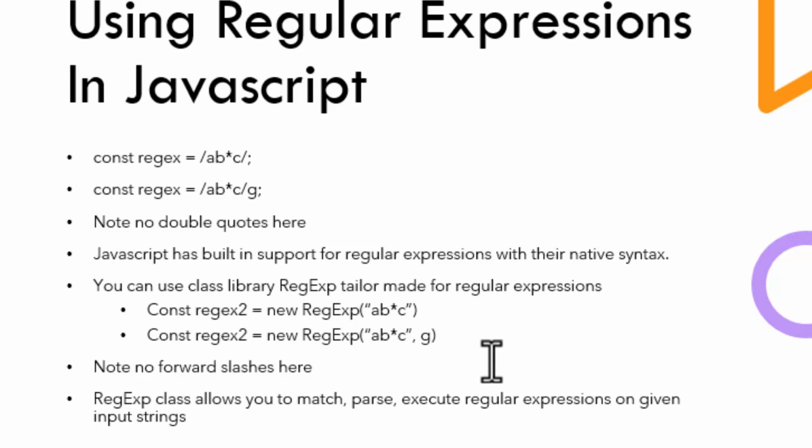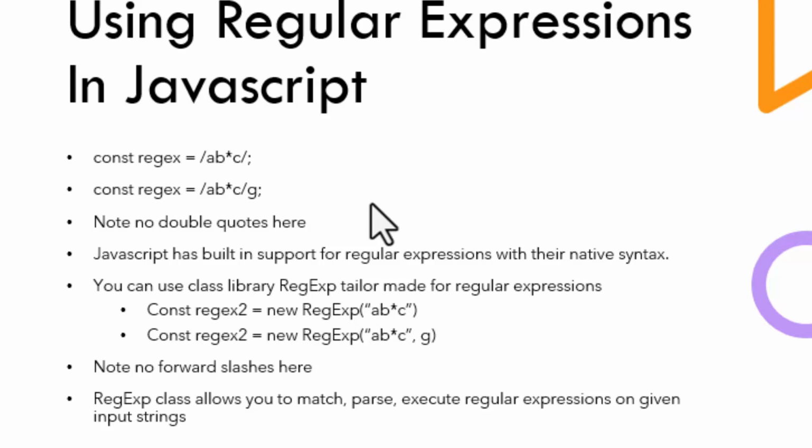So in JavaScript, you can declare a variable to contain a regular expression like const regex equal to ab.static.c, or const regex equal to ab.static.c with a g flag. The latter has a global flag explicitly defined as an instruction to the JavaScript engine. Note that there are no double quotes like strings involved. This is because JavaScript has built-in support for regular expression syntax and would happily allow these statements.